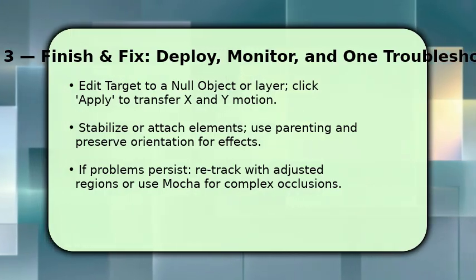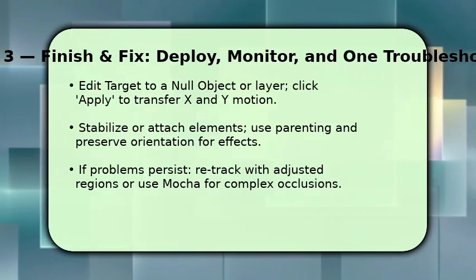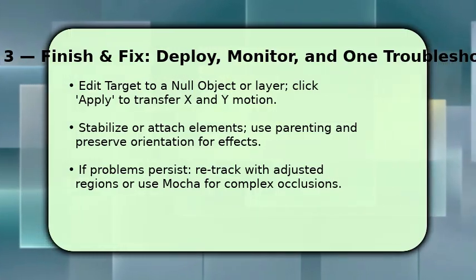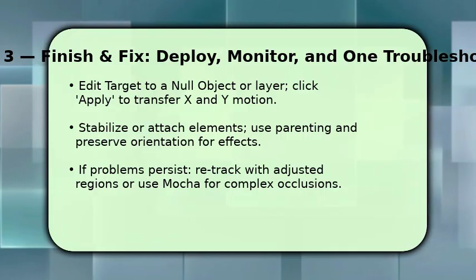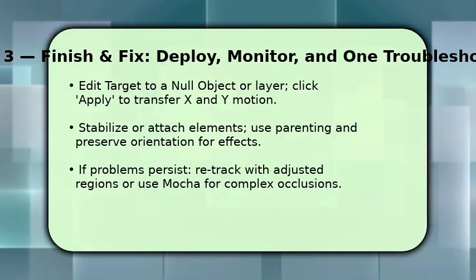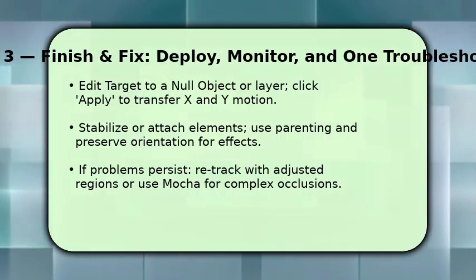If your track fails on occlusion or blur, try retracking with larger search regions, remove bad frames, or switch to Mocha for planar tracking. These fixes handle complex surface motion much more reliably.